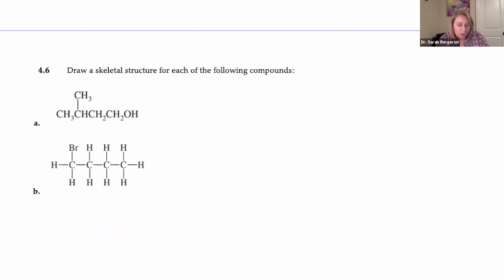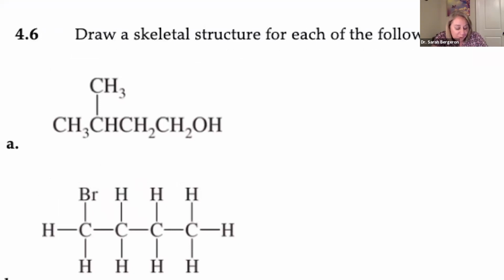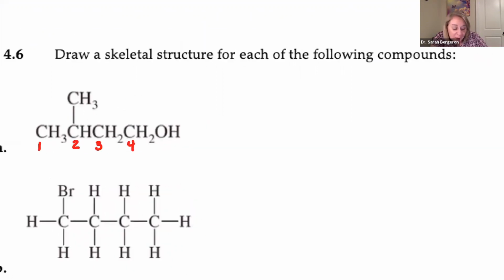All right, let's see. Draw a skeletal structure for each of the following compounds. Okay, so we're going to switch from condensed to skeletal. So I'm going to first draw it with my dots like I was doing just a second ago, and then we're going to draw what you should be drawing on a test or something like that. I like to number my carbons so that I can keep track of what's going on. So I'm going to number this 1, 2, 3, 4. And remember, you always want to number where you get the longest chain of carbons. This just helps me remember to put everything in the right place.